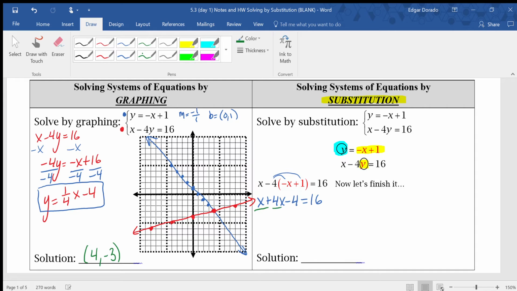I have two like terms here that I can combine. So this is 5x minus 4 equals 16. I'm going to add 4 to both sides.